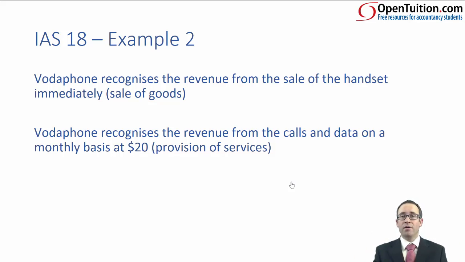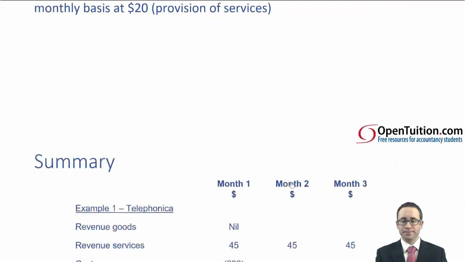There's a probable inflow of economic benefit because the business is going to receive the cash and you can measure that value reliably. So the $240 is recognised immediately, isn't it, for the provision of the services. What then happens is at the end of each month, they will recognise the $20 worth of income. Again, it's a much lower amount than what we would have recognised if we'd bundled them together, given the phone for free and shown $45 as monthly income.